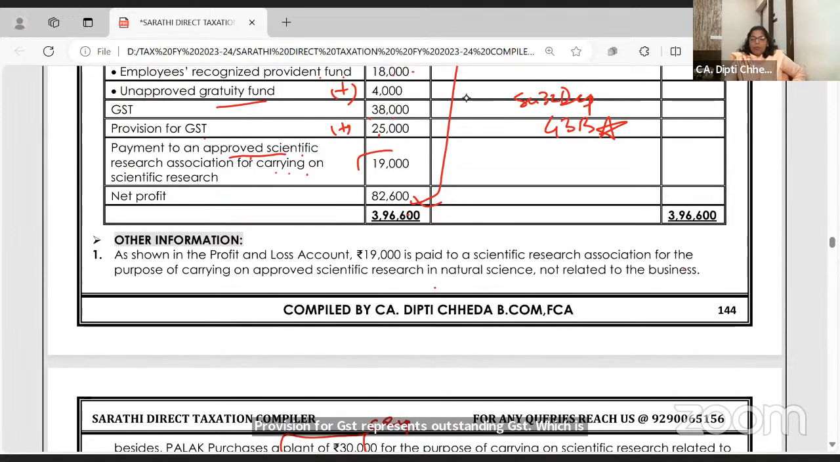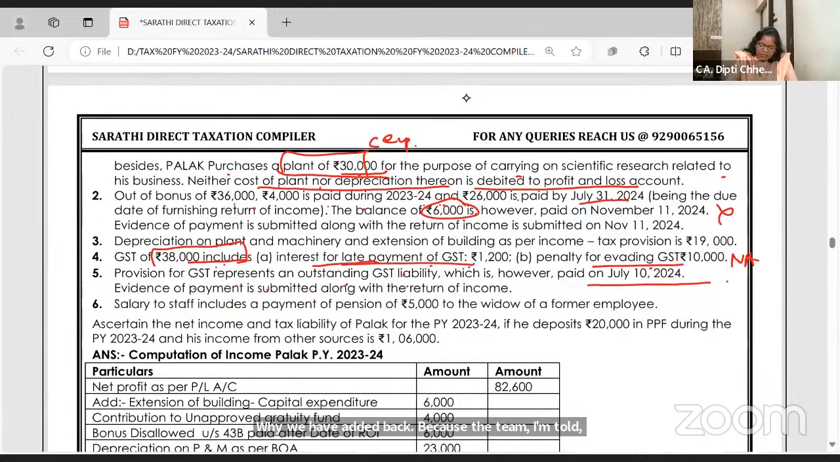So if you see GST provision, don't add back. Why we have added back? Because Dipti ma'am told provisions and reserves are not allowed. But this provision was for GST and this was very well paid before 31st of July. So if any GST is outstanding and if it is paid before 31st of July, it's allowed.